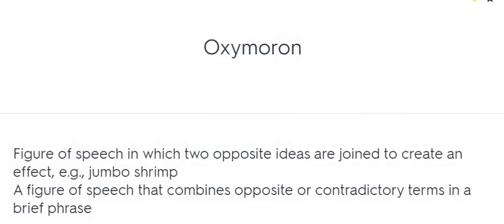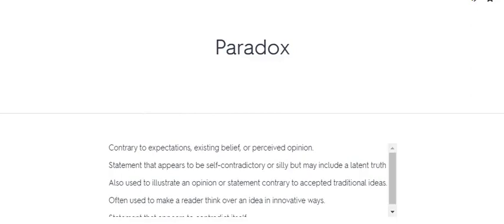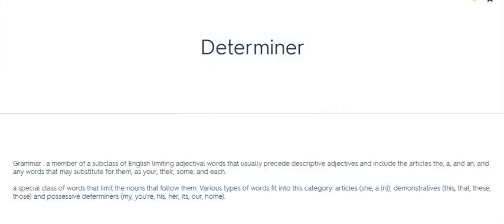Oxymoron. Figure of speech in which two opposite ideas are joined to create an effect, for example, jumbo shrimp, a figure of speech that combines opposite or contradictory terms in a brief phrase. Overstatement. Also called hyperbole, a type of verbal irony in which the speaker exaggerates, says more than what he or she means. Paradox. Parts of speech. Nouns, verbs, pronouns, adverbs, adjectives, prepositions, conjunctions, interjections, articles, determiners. Determiner.